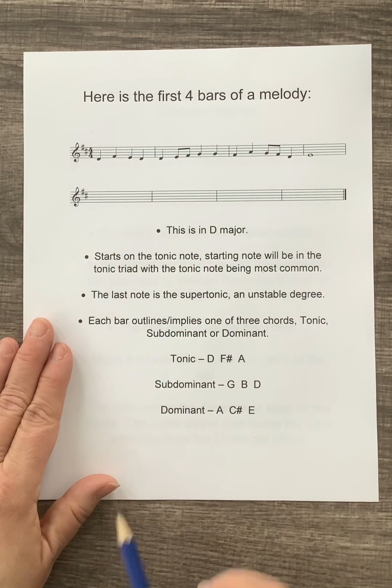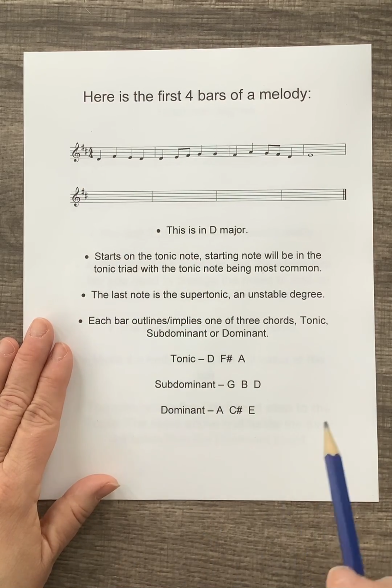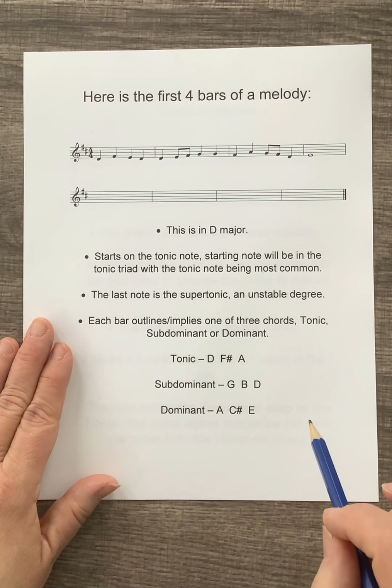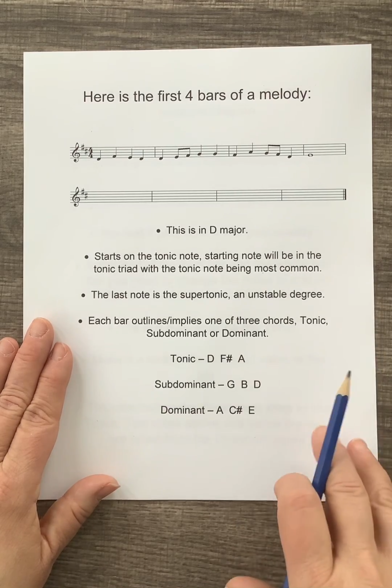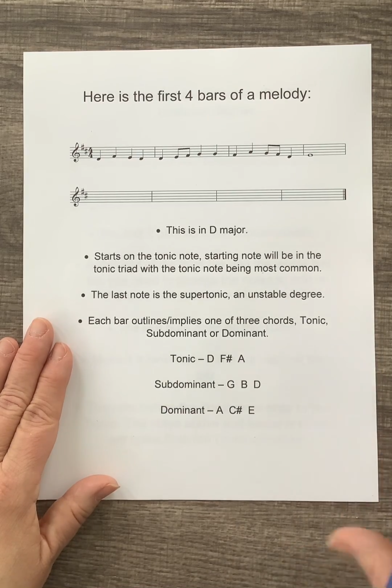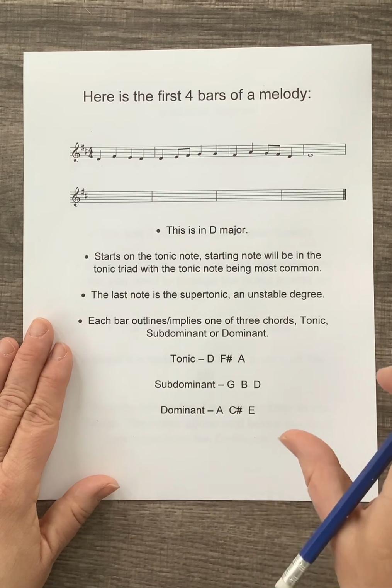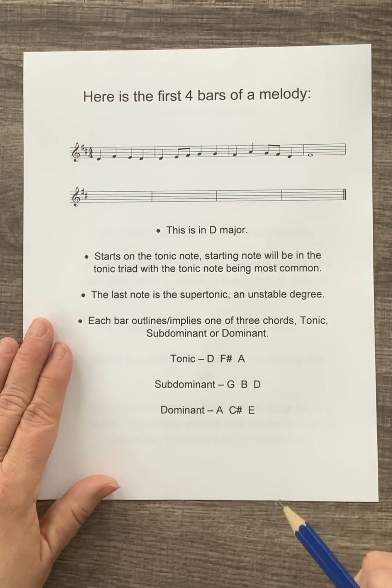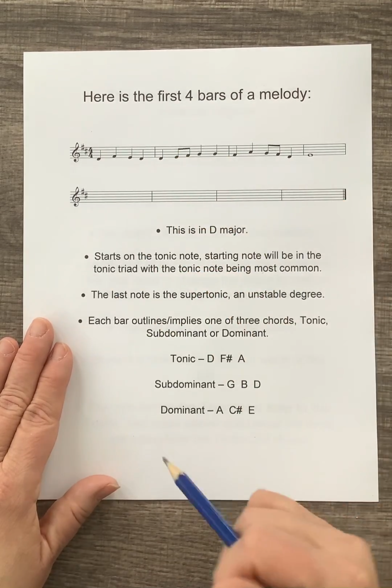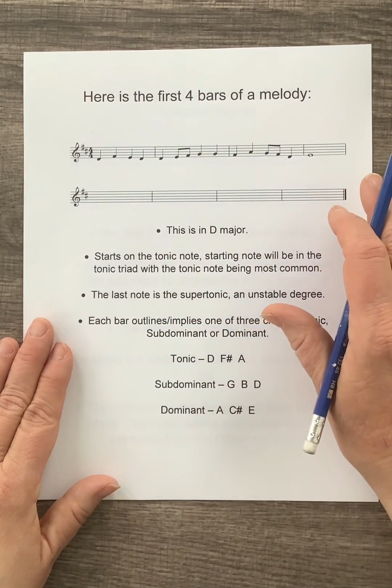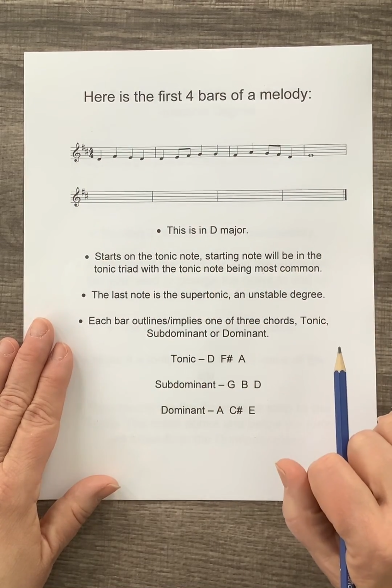Now the starting note will most probably be the tonic, because it's most common that you're going to come across, especially in level 5 and 6. But the first note will have to be part of the tonic triad. Oftentimes you will find a melody starting on the dominant. But for our purposes, we're starting on the tonic. And for most of level 5 and 6, it would be that way.